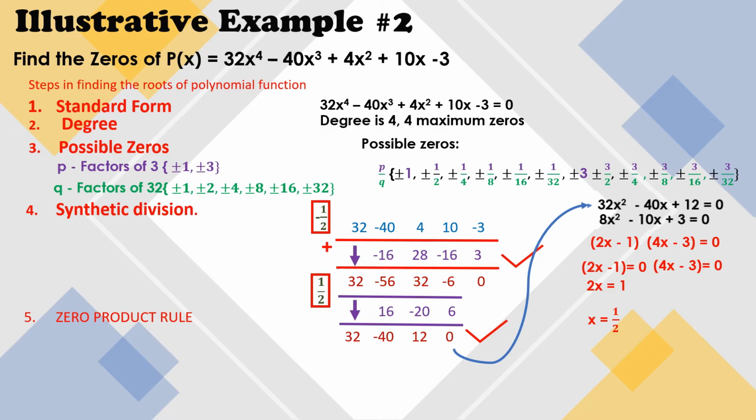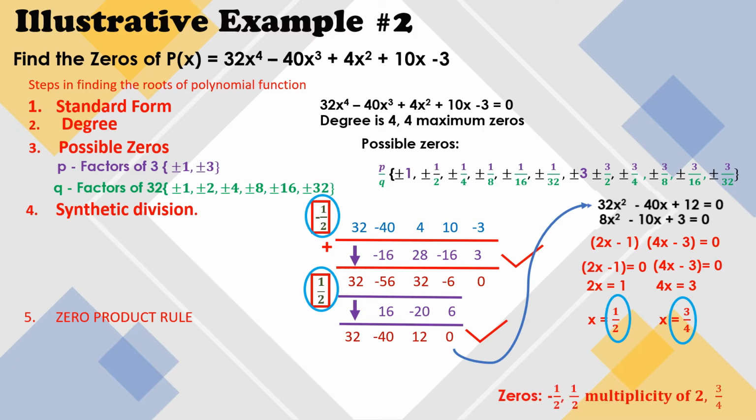Then the other one is 4x minus 3 is equal to 0. Solving for x, we will have 4x equals 3. Then divide both sides by 4. Then we will have x is equal to 3/4. So the zeros are negative 1/2, 1/2 with multiplicity of 2 since we have here repeated zeros, then 3/4.